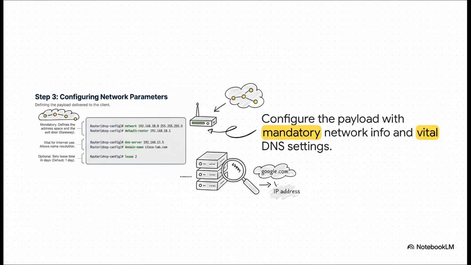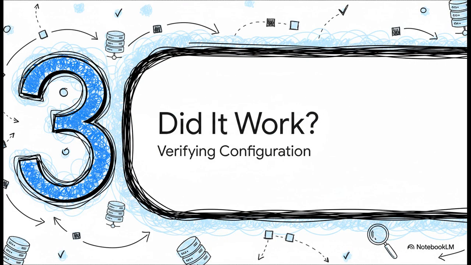This is the complete package a device needs to get up and running. So we've typed in the commands, but are we done? Not even close. In networking, if you didn't verify it, you didn't do it. So how do we confirm our DHCP server is actually up and running the way we want it to?